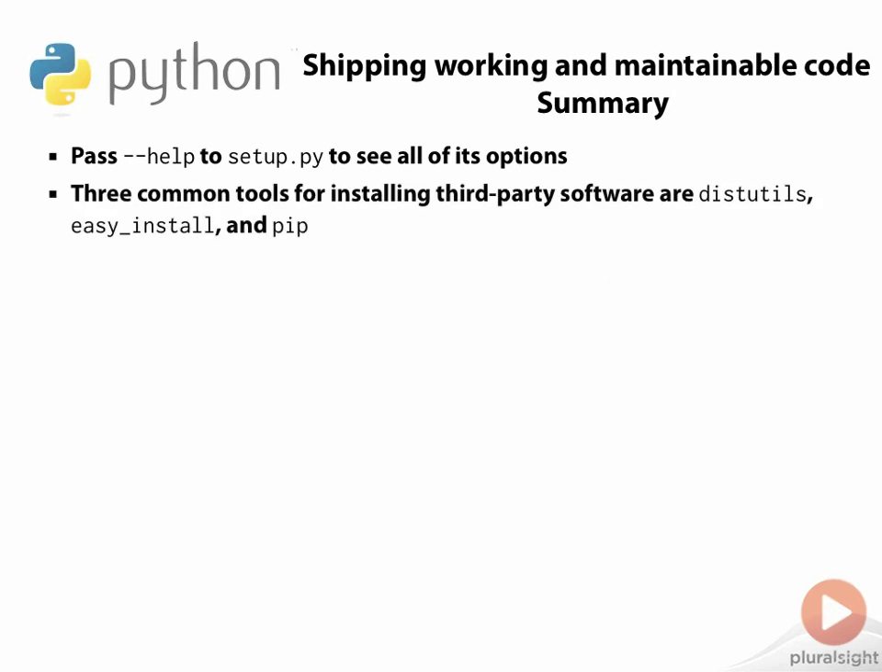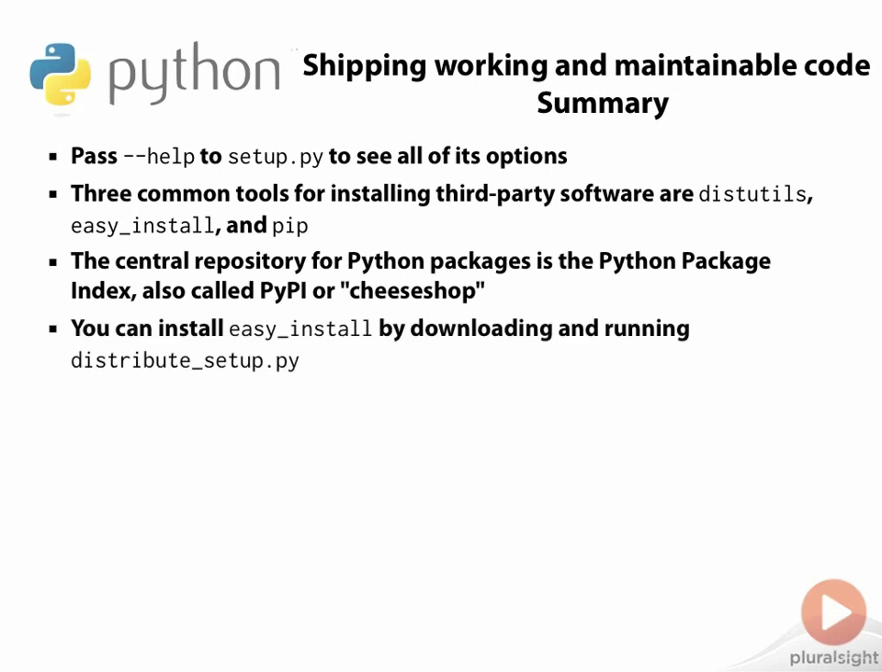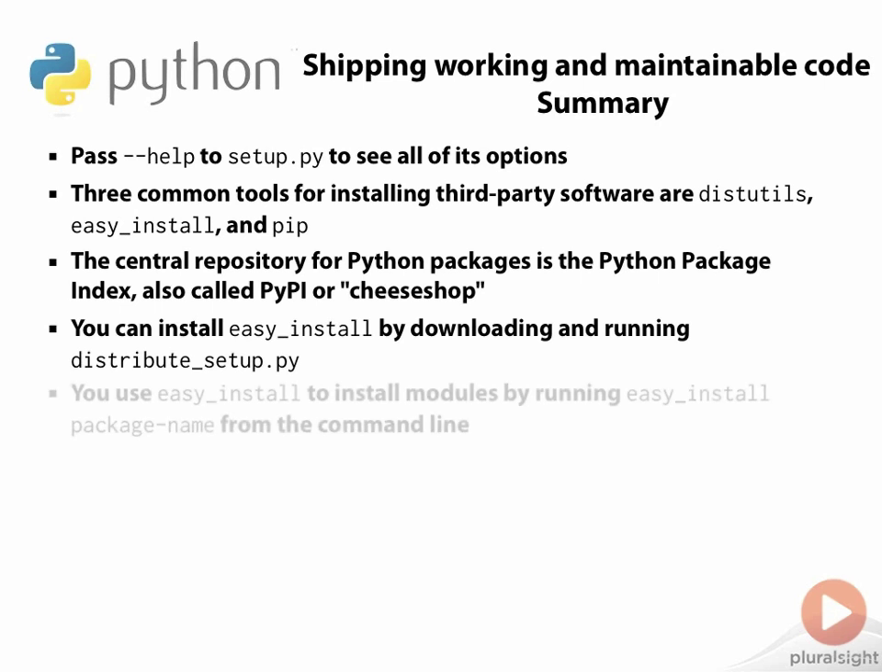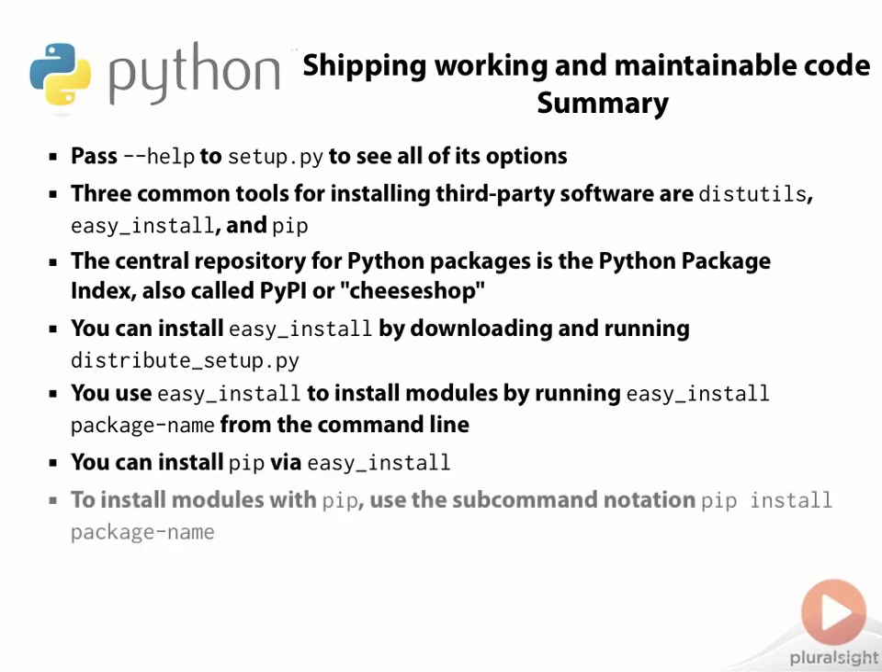Three common tools for installing third-party software are distutils, easy_install, and pip. The central repository for Python packages is the Python Package Index, also called PyPI or Cheese Shop. You can install easy_install by downloading and running distribute_setup.py. You use easy_install to install modules by running easy_install package name from the command line. You can install pip via easy_install. To install modules with pip, use the subcommand notation pip install package name.